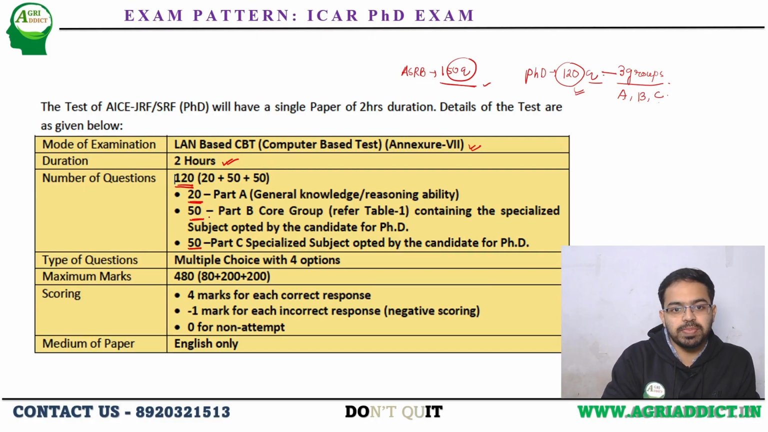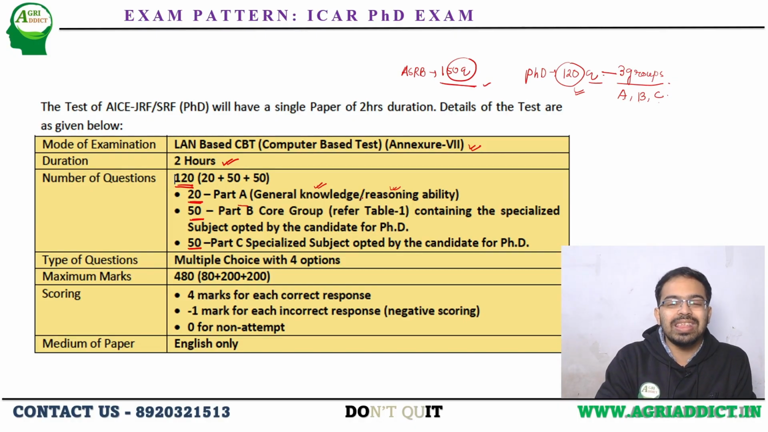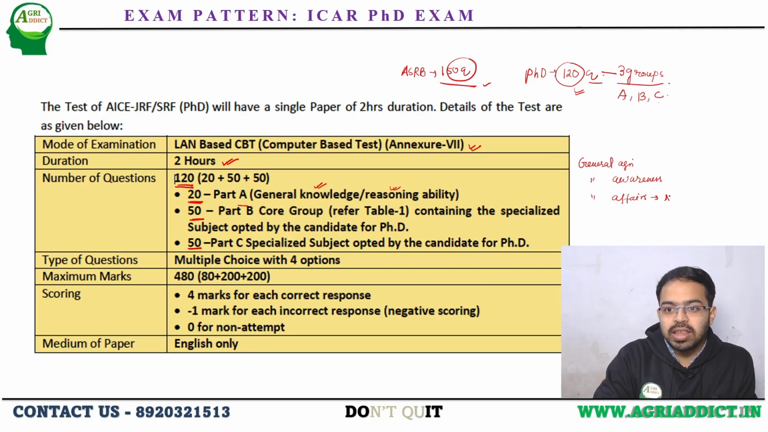So let us discuss these parts. Part A contains your general knowledge, reasoning ability, as well as general agriculture. So what are the things that may come in this group? Anything may come. That may be general agriculture, general awareness, general affairs, mostly at the national level, current affairs, both agriculture and non-agriculture related.